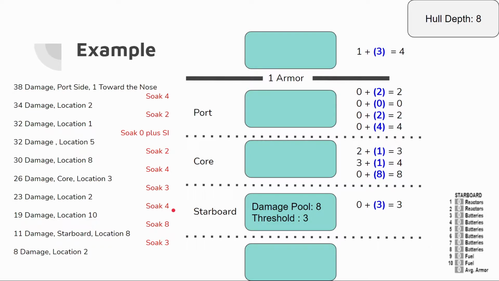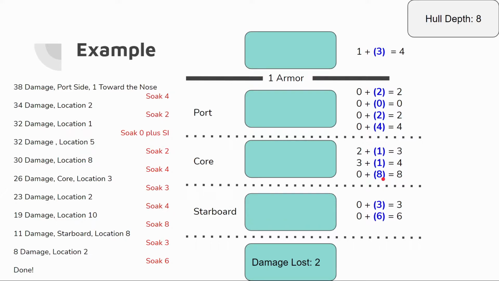The attacker calls out 8 damage, location 2, which is reactors, which has 0 armor. We roll, get a 6. So our total is 6. So we call out soak 6. This reduces our damage pool down to 2, which is less than or equal to our threshold. So all remaining damage is lost. So the attacker calls out done, and we are done with our damage allocation.